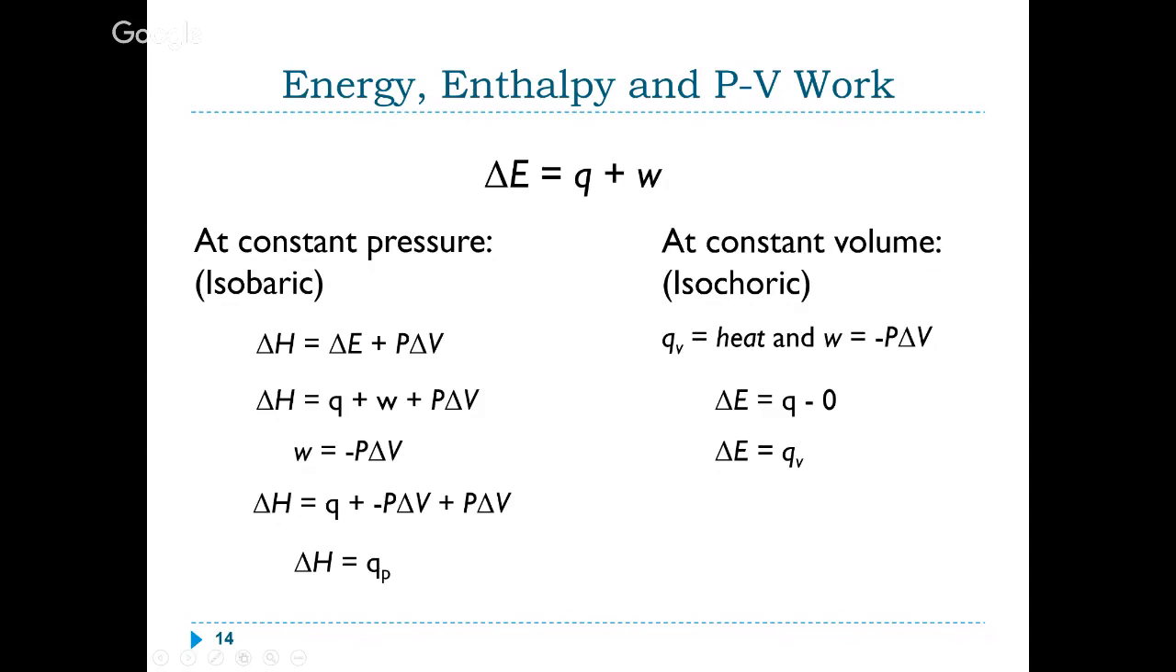If we're under constant volume, so now we have delta E equals Q minus 0, right? If there's no volume change, then there's no work being done at all. So delta E equals Q minus 0, which just then equals Q. So your change in internal energy equals heat under constant volume. So there's a difference between enthalpy and a change in internal energy. So we can see that these are different.